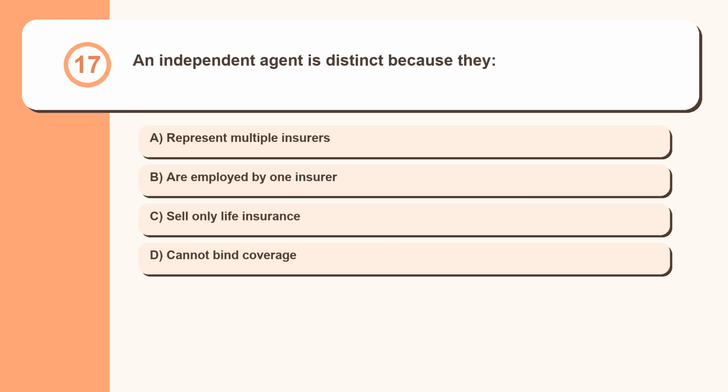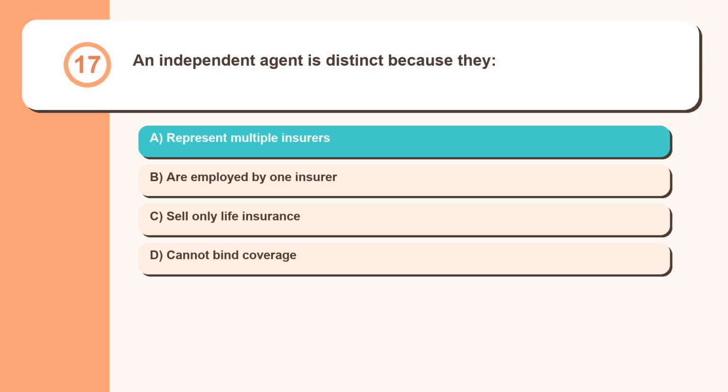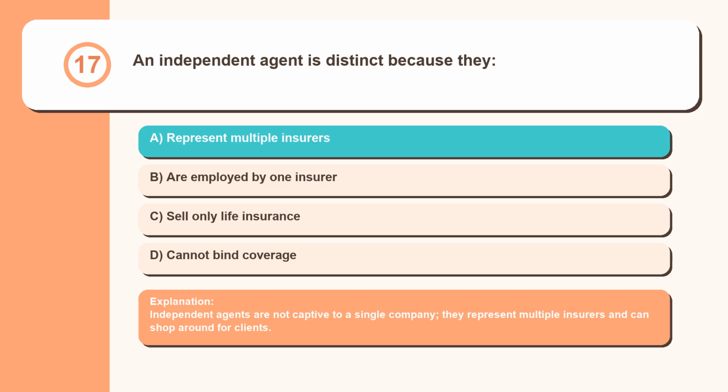Question 17. An independent agent is distinct because they represent multiple insurers, are employed by one insurer, sell only life insurance, cannot bind coverage. Independent agents are not captive to a single company, they represent multiple insurers and can shop around for clients.